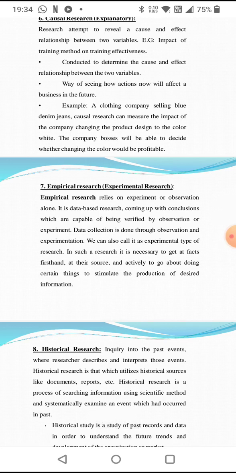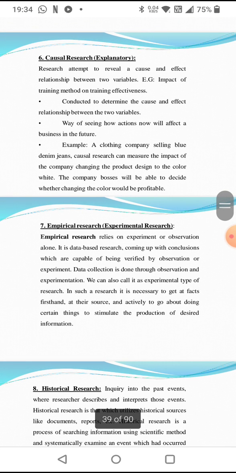right? So next is the causal research or explanatory research. Research attempts to reveal a cause and effect relationship between two variables. Example, impact of training method on training effectiveness. It is conducted to determine the cause and effect relationship between the two variables. It is a way of seeing how actions will affect a business in the future.